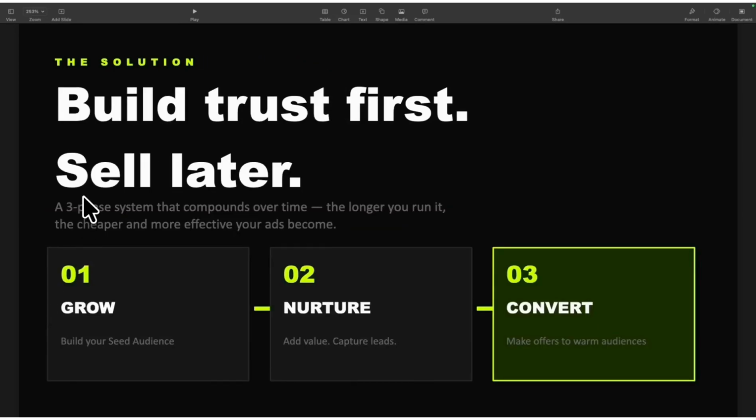So the solution is to build trust first and sell later. So this is a three-phase system that compounds over time. The longer that we run it, the cheaper and more effective our ads should become. Right. So the first stage, we want to grow this seed audience. And this seed audience is people that have engaged with our Instagram or Facebook, whether they liked a post or shared something, commented, saved, followed, anything. This is our seed audience, people that are already brand aware. And after that phase, we want to nurture them. So we want to capture the leads, continue to add value to these people that are already starting to know us and beginning to trust us over time. And then eventually we will convert and make offers to this warm audience.